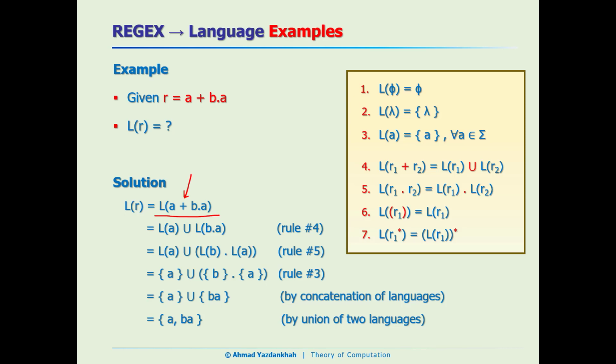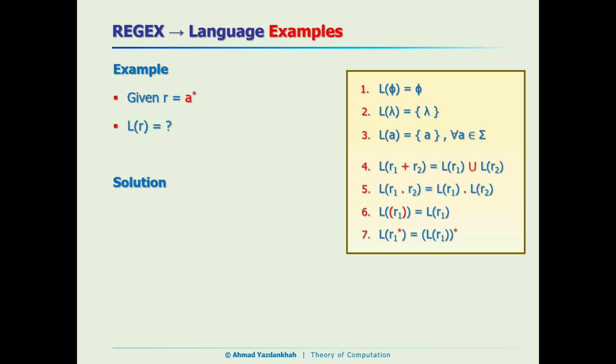First, we interpret this plus as a U based on rule number 4, and then we use rule number 5 to decompose BA into these two languages. As you see here, it's a BA, and the union of the A and BA will be this. So if this is the regex, this is the language.